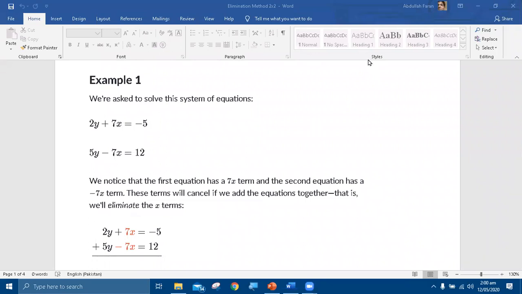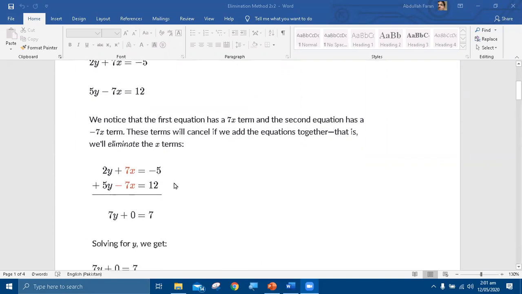So how do you do this elimination process? You write the first equation as it is. Obviously, you may have to make some changes, but here we don't have to make any changes. All we have to do is add the two equations. You write the second equation as it is, draw a line underneath, and then start adding them. 2y plus 5y is 7y. Plus 7x minus 7x will be 0x, and 0x is nothing but 0. And on the right side, minus 5 plus 12 equals 7.